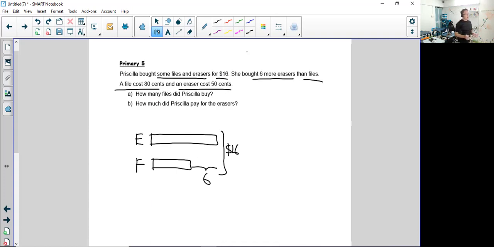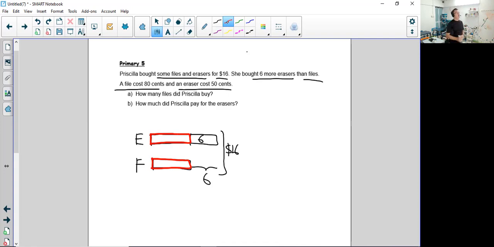So in this problem, I can actually cut away the 6 erasers. And then I will have equal number of erasers and files. So the trick is to cut away the excess, cut away the how many more. And then you have same number of erasers and same number of files.